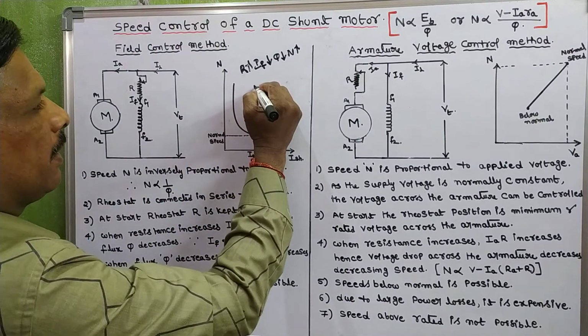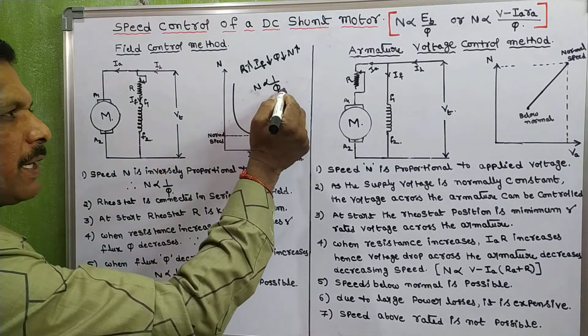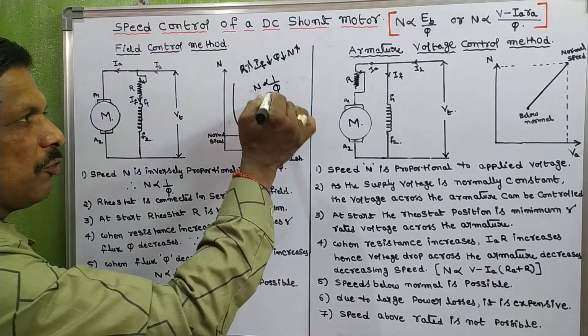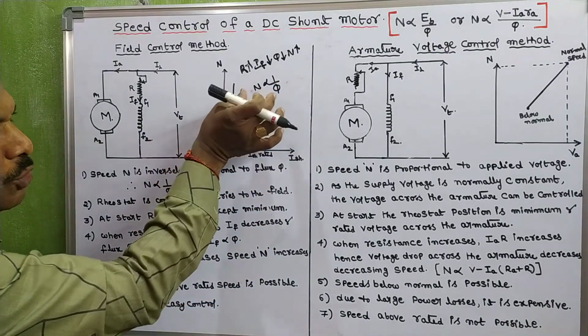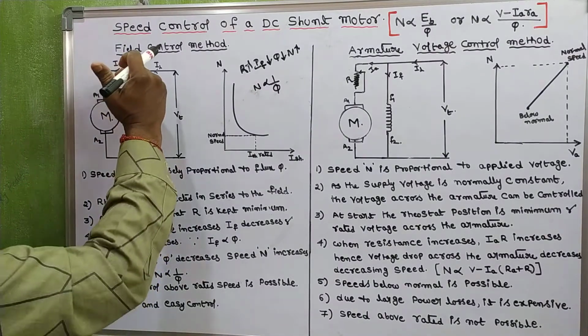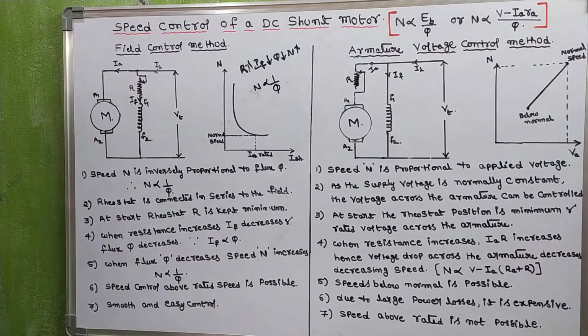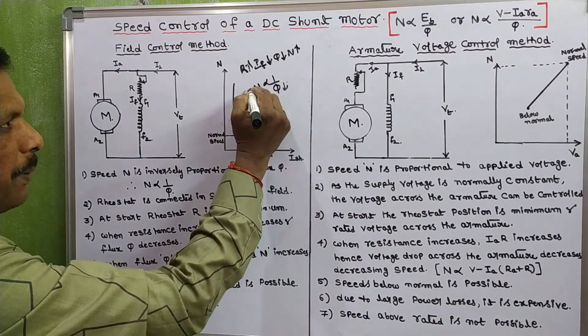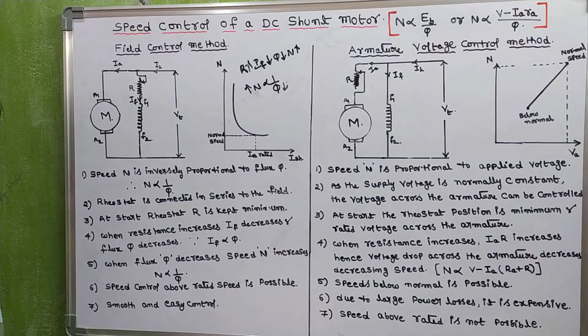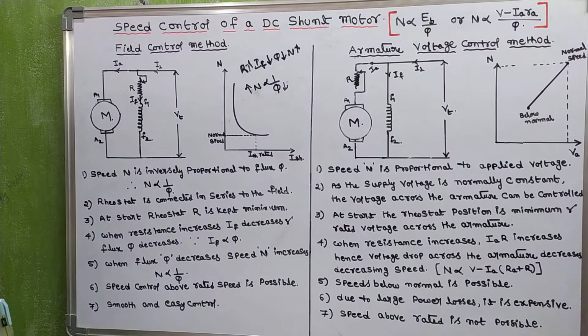Why? Because N is inversely proportional to phi. When phi decreases, speed increases. When phi increases, speed decreases. So these two are inversely proportional. In this case, when resistance increases, field current decreases. When field current decreases, the flux decreases. When flux decreases, the speed increases. So if you want speeds above rated speed, we prefer the field control method or flux control method.